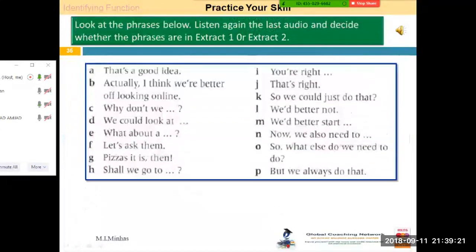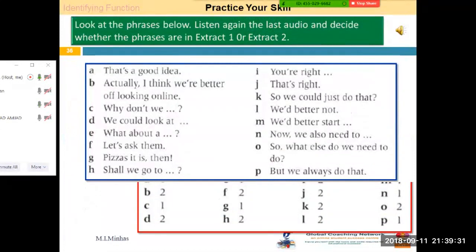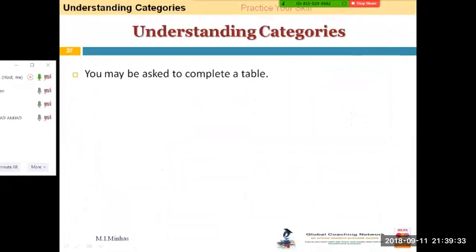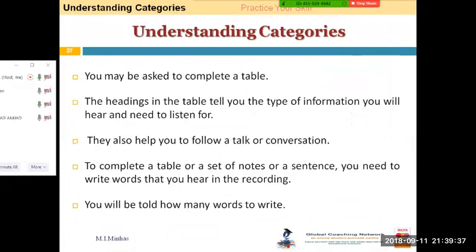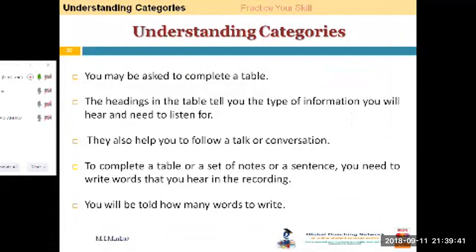I'm sorry. Okay, sir. Right, now look at the phrases below. Listen again in the last audio and decide whether the phrases are in. Okay, you don't need to do that. We are already done with the purpose of the exercises, and your score is good enough. So we can move on. Now, understanding the categories. Categories means I will show you a very simple exercise in which you will classify certain items.